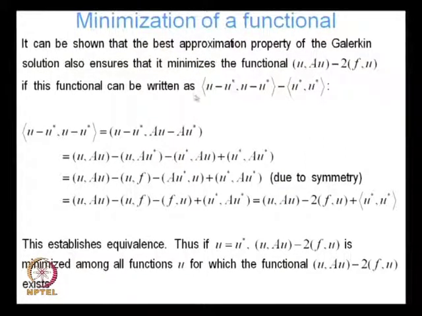So you can see that the inner product of u minus u star with itself, minus the inner product of u star, is actually equal to u comma A u minus 2 f comma u, right. If u is equal to u star, that means if u is equal to the true solution, then this difference becomes 0. So this difference is minimized. U comma A u minus twice f comma u is minimized among all functions u for which the functional exists, because then it becomes 0, right.